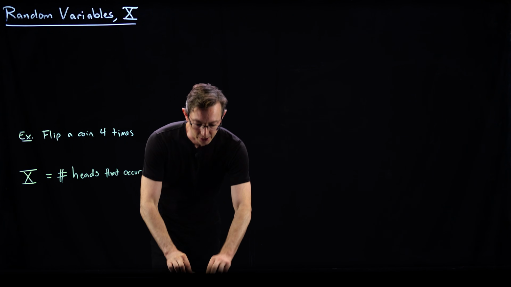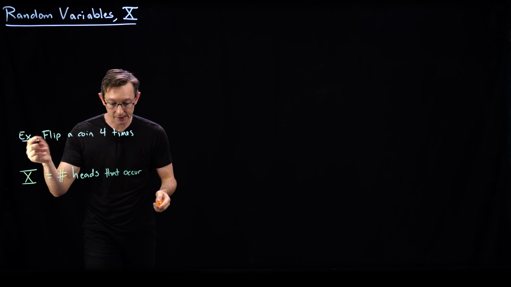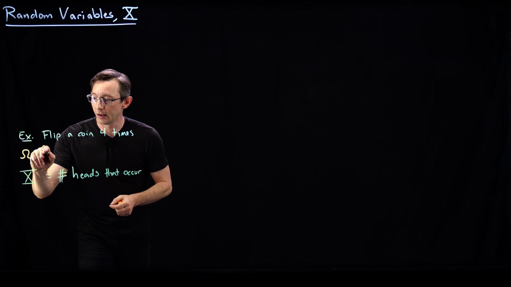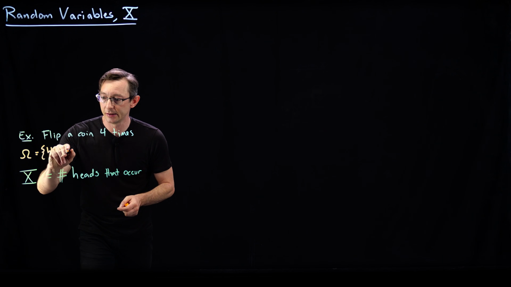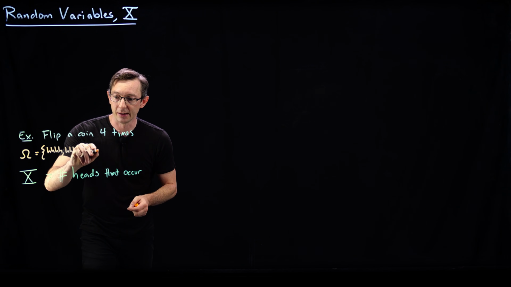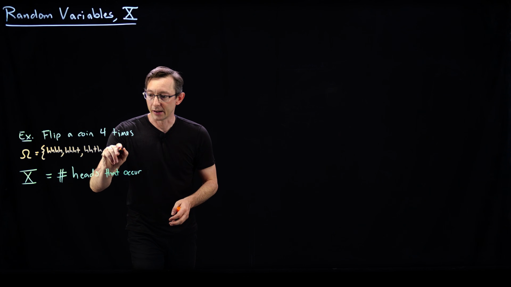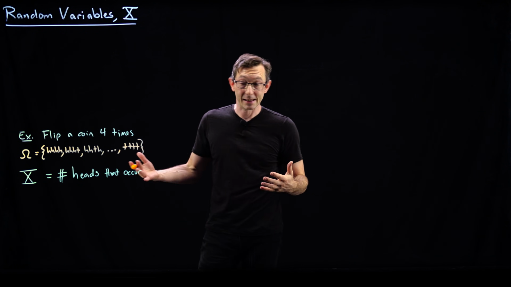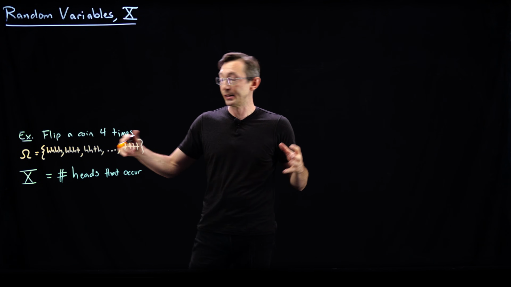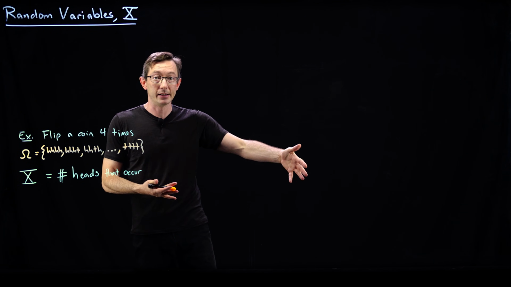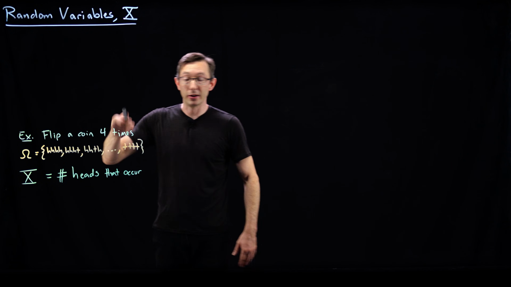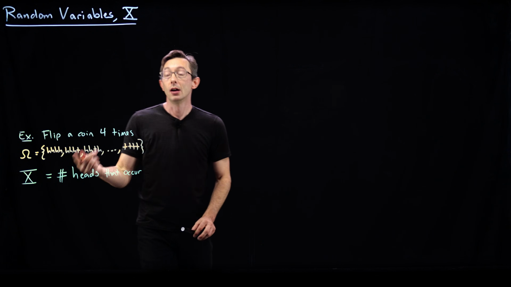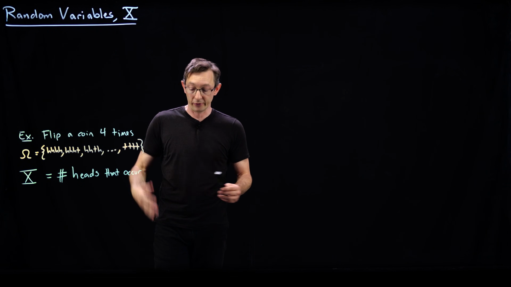We know our sample space omega for four coin flips is, I'm just going to list it out: heads, heads, heads, heads, heads, heads, heads, tails, heads, heads, tails, heads, all the way to tails, tails, tails, tails. And I think there are 16 elements of the sample space. There's 16 different sequences of heads and tails I can flip, 2 to the power 4. And this random variable x is the number of heads that could occur in these coin flip sequences.